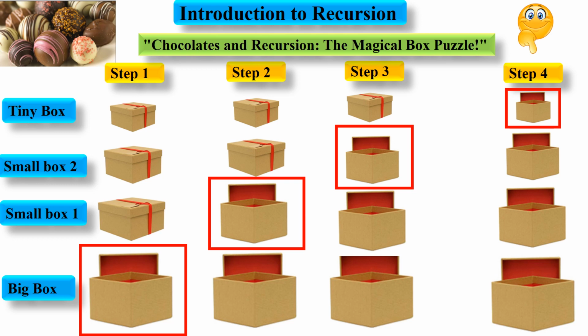This is recursion in action. By breaking down the problem into smaller boxes and counting the chocolates in the tiniest box first, you were able to figure out the total number of chocolates without counting them all at once. It's like solving a puzzle step by step, making the task much more fun and manageable.